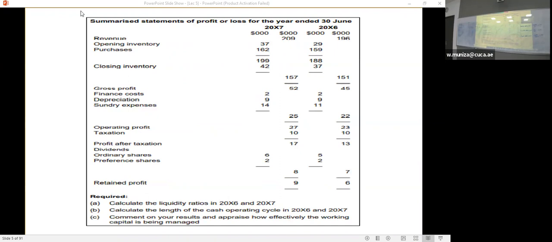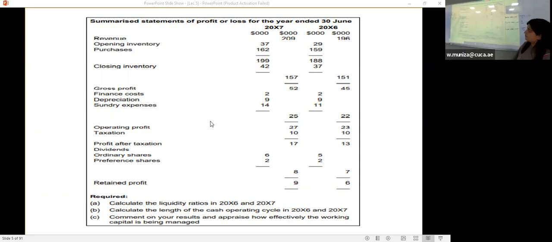Students, are we going to take inventory only or the average inventory? Average inventory. Do take the average inventory because they have differentiated. If they have not differentiated, then it's okay, you can take the closing inventory only. But because they are differentiating among opening and closing inventory, you need to take the average of it. So for 2006, the average inventory would be 42 plus opening inventory 37, 42 plus 37 divided by 2, divided by cost of sales.